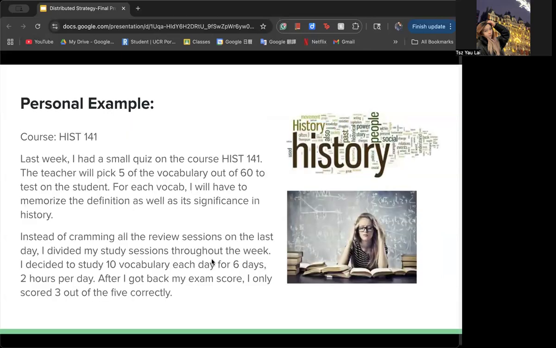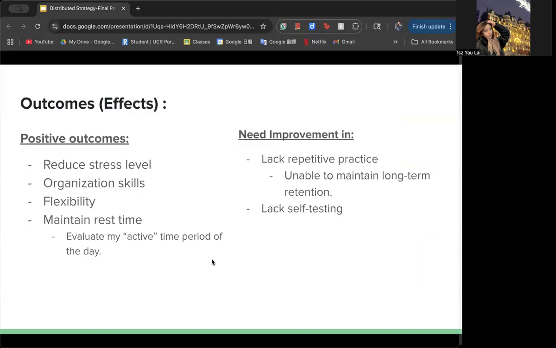One personal example I have from this quarter is a small quiz in the course History 141. The teacher would pick five of the 60 vocabulary words to test the students on, and for each vocab word I had to memorize the definition as well as the significance in history. So I spread out my study sessions over 6 days, and I studied 10 new vocabulary words each day. But then I got back my exam score. I only scored 3 out of 5 correctly.